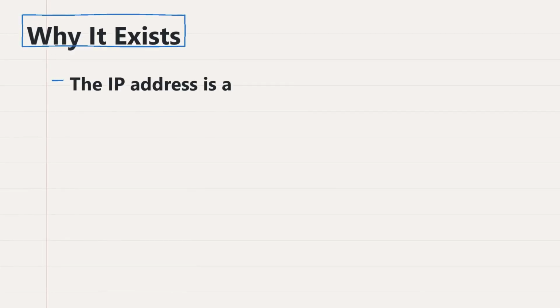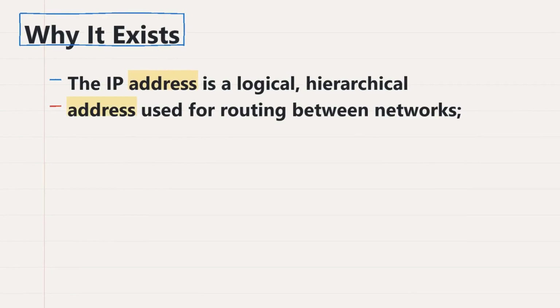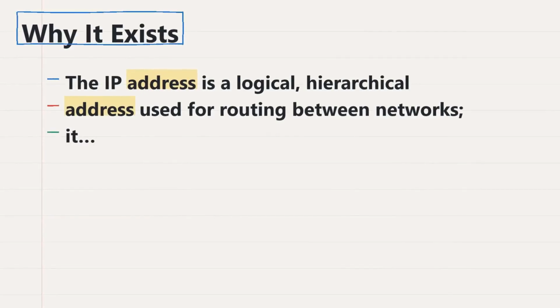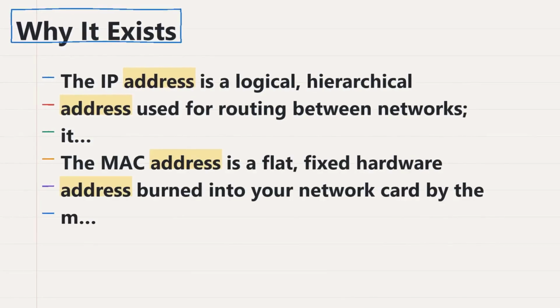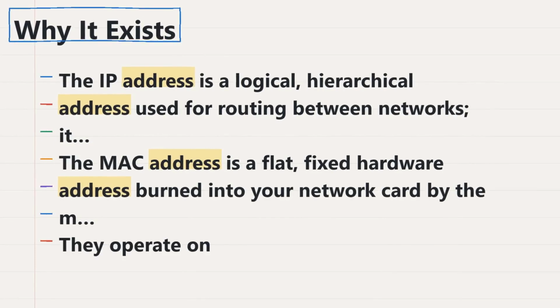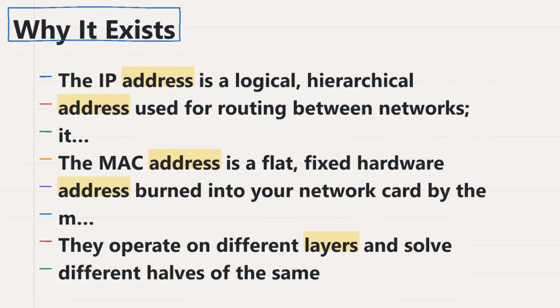The IP address is a logical, hierarchical address used for routing between networks. It changes depending on where you connect. The MAC address is a flat, fixed hardware address burned into your network card by the manufacturer, used for delivery on the local link. They operate on different layers and solve different halves of the same problem.